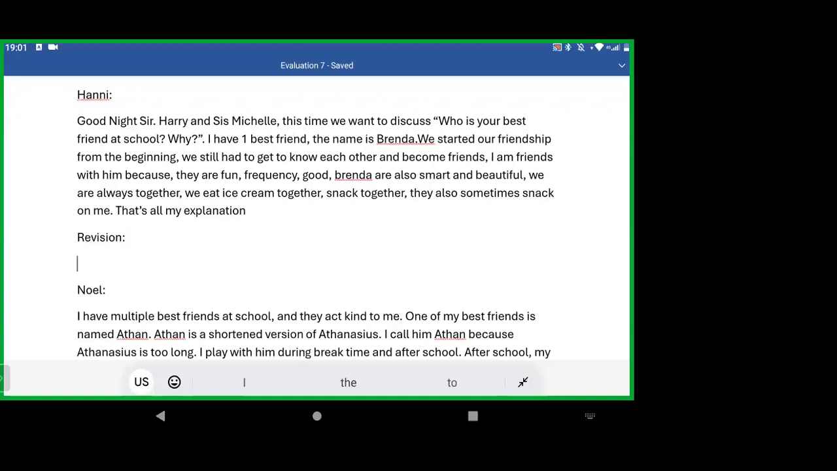They also sometimes snack. Okay, so I'm going to do some revision. This is a short passage, so I'll be quick. Instead of saying we are going to discuss, discuss means that you not only talk with others, the other person that you're talking to will give you some feedback. But this time you're writing, you're currently in the writing assignment. So you can just say this time. Instead of saying we want to discuss, you're only talking about yourself. You're a single writer right now.